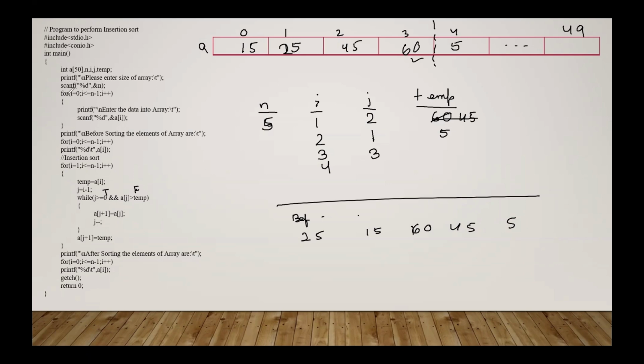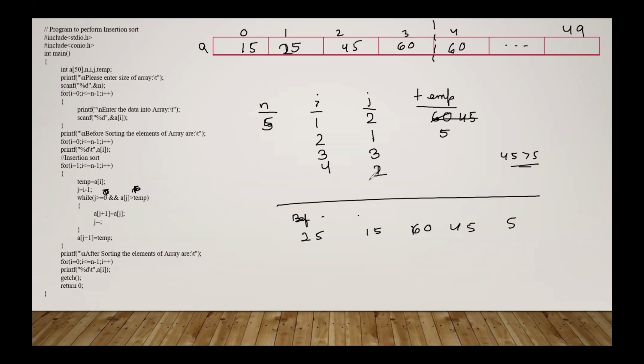So now we have to shift this value to this one. So here we store which value? 60. Here also right now 60 is present. Then j minus minus. j is 2. Ending curly bracket. j is greater than or equal to 0. Yes, it is true. This one is a[j], a[2], which value? 45. 45 is greater than 5. Yes, it is true.